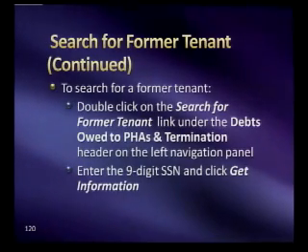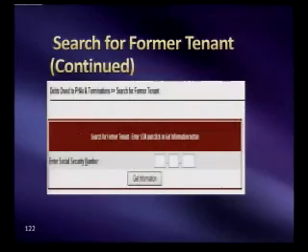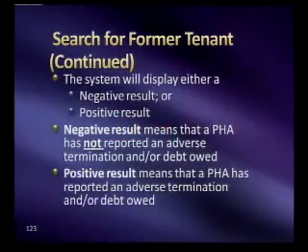You'll double-click on the search for former tenant link, enter the 9-digit Social Security number. You'll notice here on the screen all of your functions in EIV on the left navigation panel. You'll simply click on the search for former tenant, enter in the Social Security number, and click Get Information. And then the system is going to display either a negative or positive result. And then there's a result that I kind of call a neutral result, and I'll show you what that looks like in just a moment.